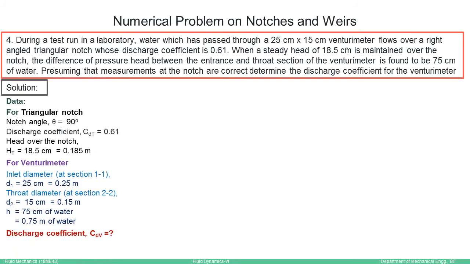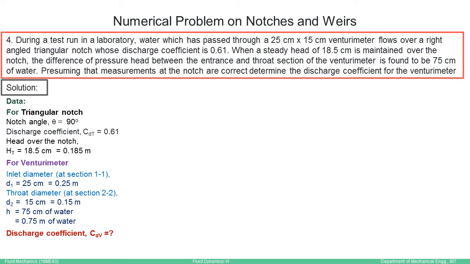So you can analyze the data available for the triangular notch. Since it is a right angle, theta is equal to 90 degrees. Discharge coefficient for the triangular notch is 0.61. Head over the notch is 18.5 centimeter.